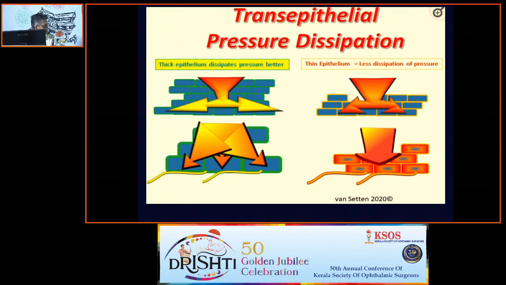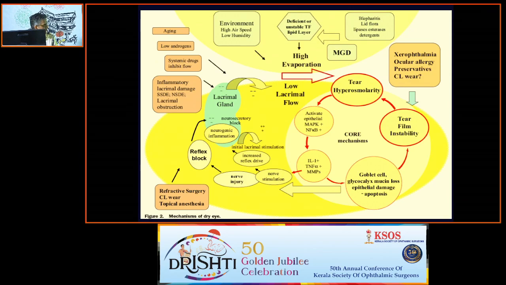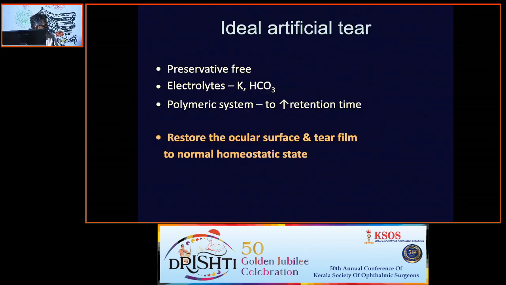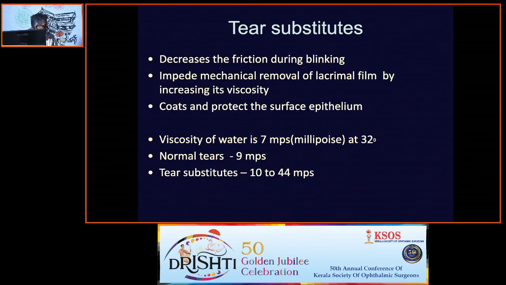So the epithelial thickness also, as you know, quite often reduces in dry eye. And when it is hydrated properly, the sensations that come from the surface are much, much less. So the ideal artificial tear should be able to restore the ocular surface and bring about the normal homeostatic state, which no product can.